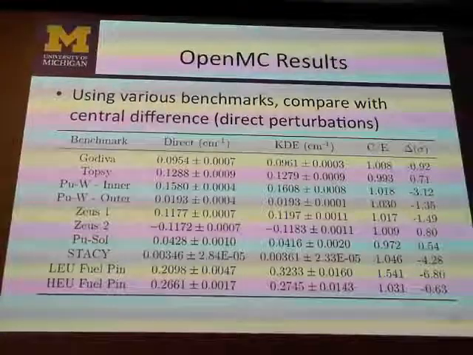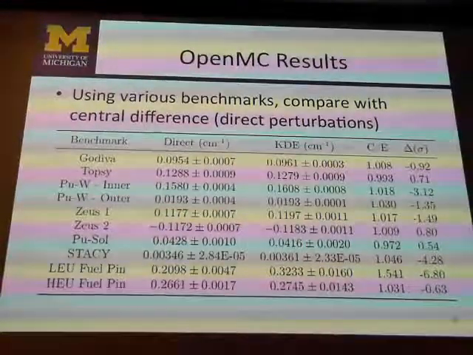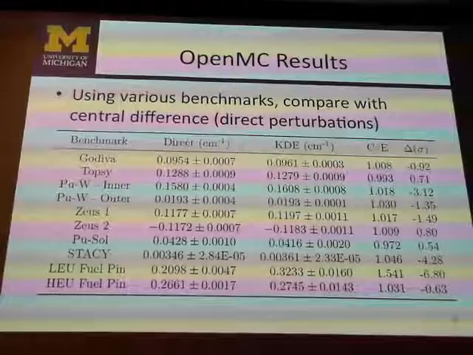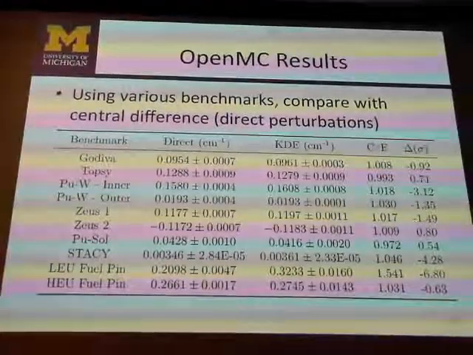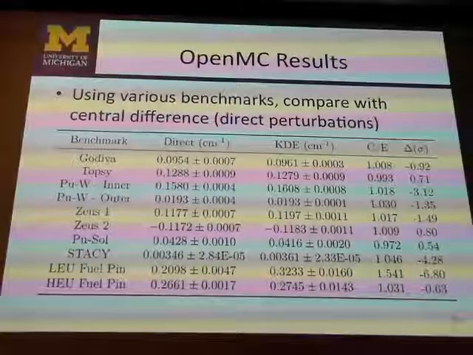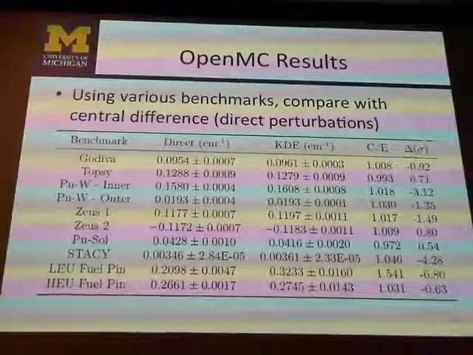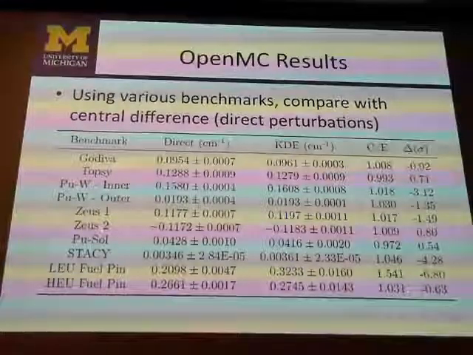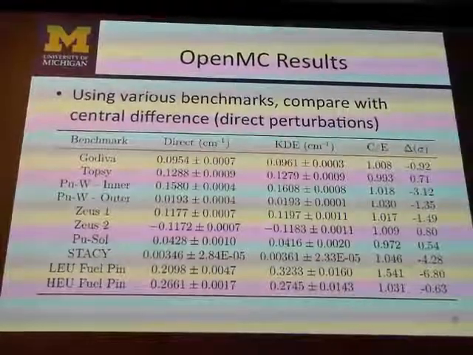Okay, so we ran a bunch of problems in OpenMC using various benchmarks. So we have a bare sphere of HEU, plutonium surrounded by a nice tungsten reflector shell. We perturbed the inner radius, the outer radius. Zeus, which is like a pancake of HEU surrounded by some various reflector materials. Did a few solution systems, an LEU fuel pin and an HEU fuel pin.